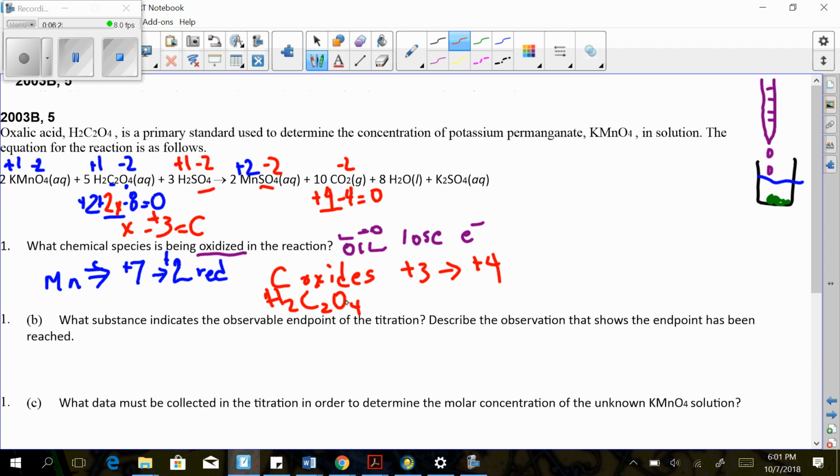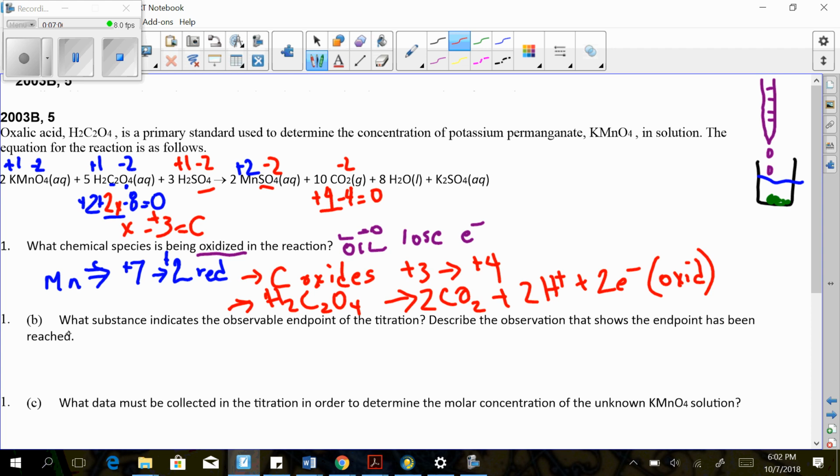H2C2O4, our oxalic acid, is being oxidized when it goes from that to our carbon dioxide. And there were 2 of them and 2 H pluses, and then we also have 2 electrons. And so this is our oxidation half. And so that is 1 point. So you can say either carbon, or you can say the whole oxalic acid reaction.